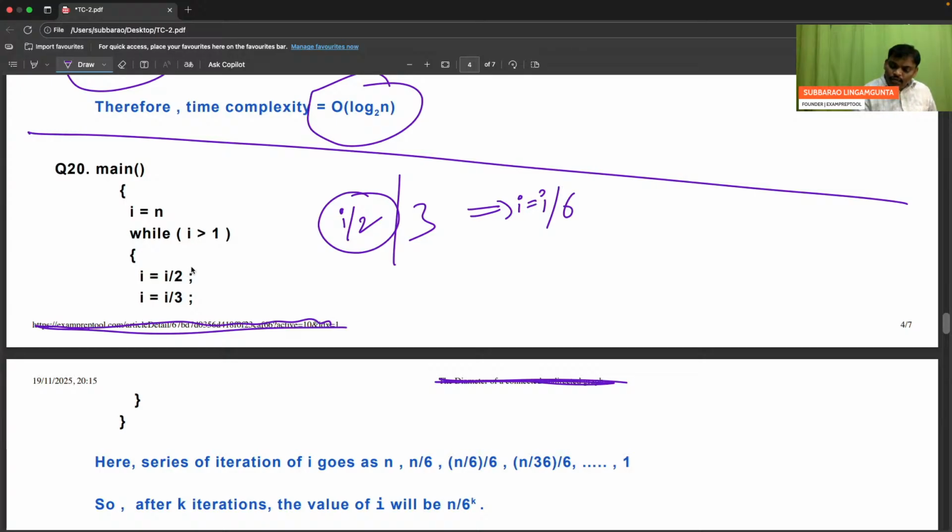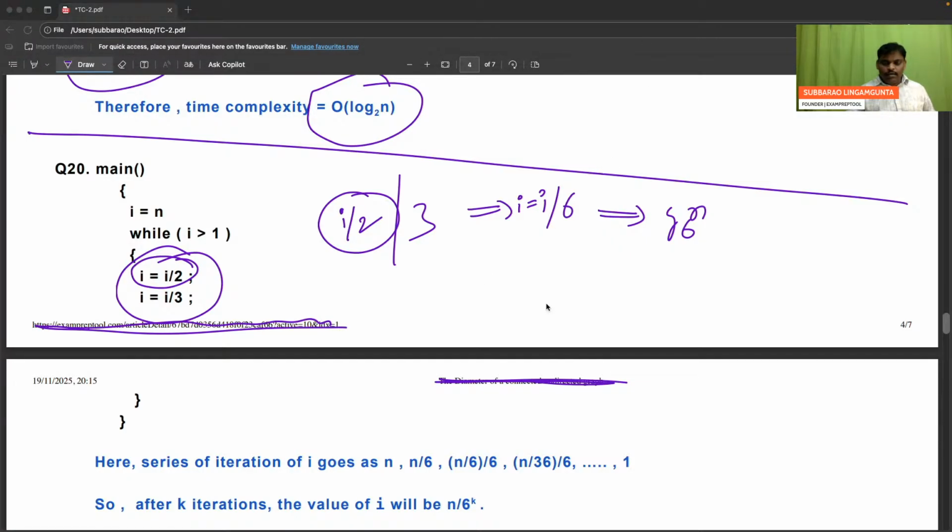Initially you did by 2. On that, again you are doing by 3, which finally became i is equal to i by 6, always by 6, which will become log n base 6. Same story, log n base 6. Question number 20, answer is log n base 6.